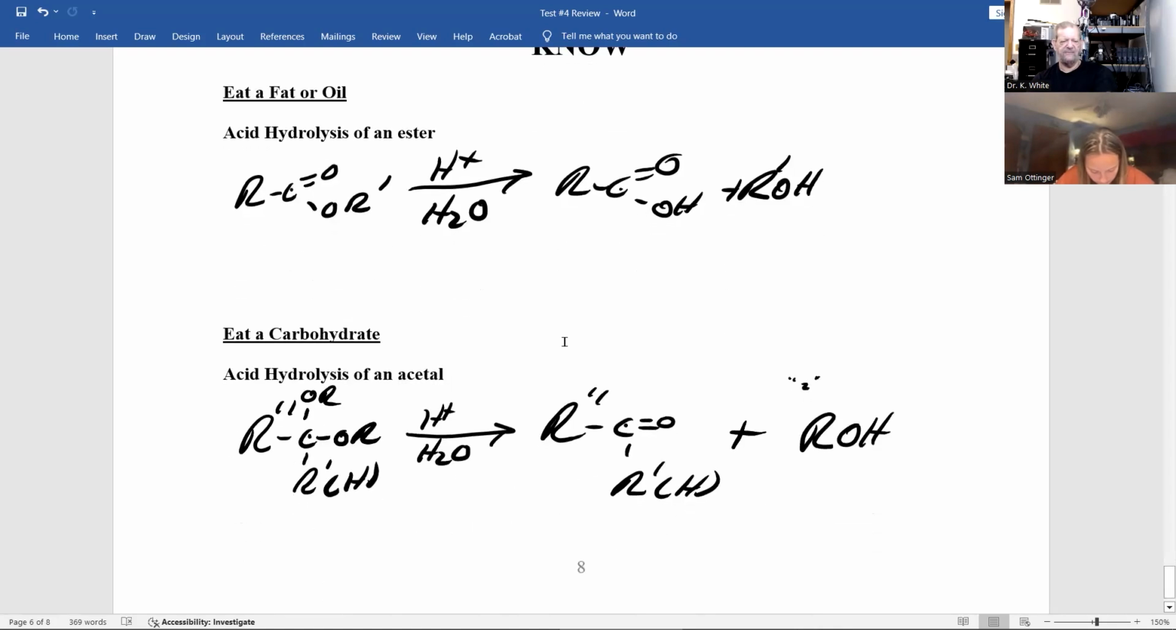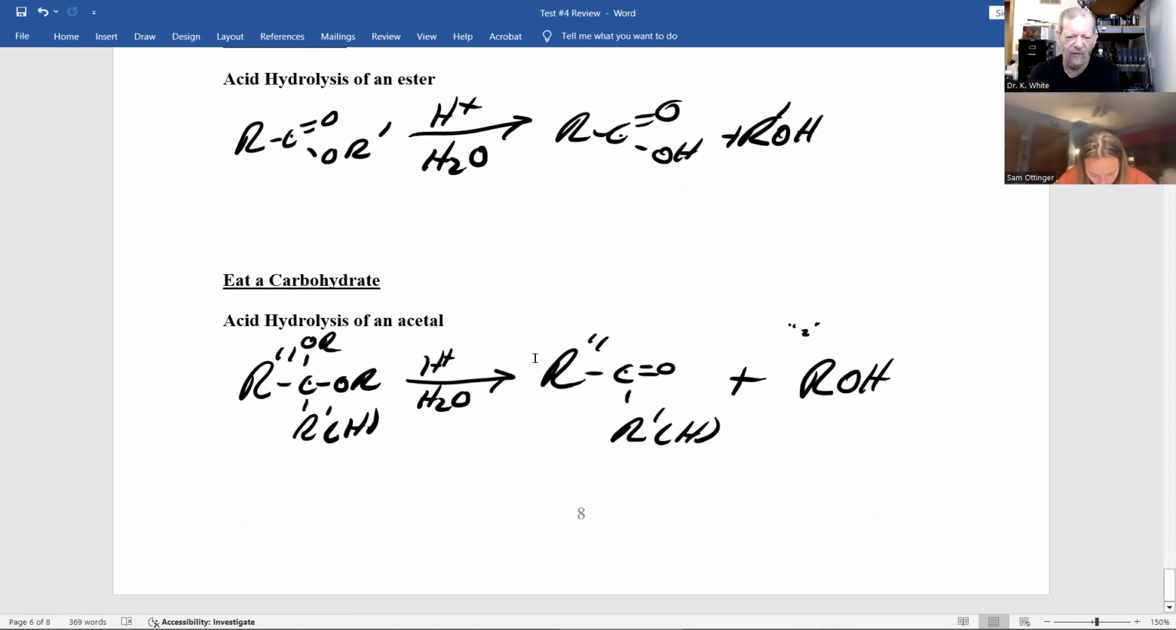And the general reaction you should know how to write is an ester plus acid and water gives a carboxylic acid plus an alcohol. Now, you should also know when you eat a carbohydrate, that's acid hydrolysis, and the linkage holding glucose together in starches or in carbohydrates is an acetal. Therefore, when you eat a carbohydrate, you have acid hydrolysis of an acetal. Here, the general reaction that you learned for test 2 was an acetal or ketal, acid and water, get back the aldehyde or ketone plus the alcohol you would have used to make that.